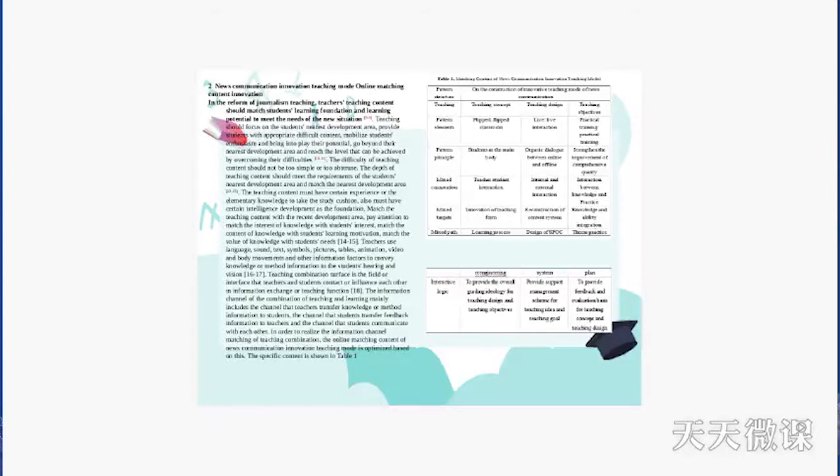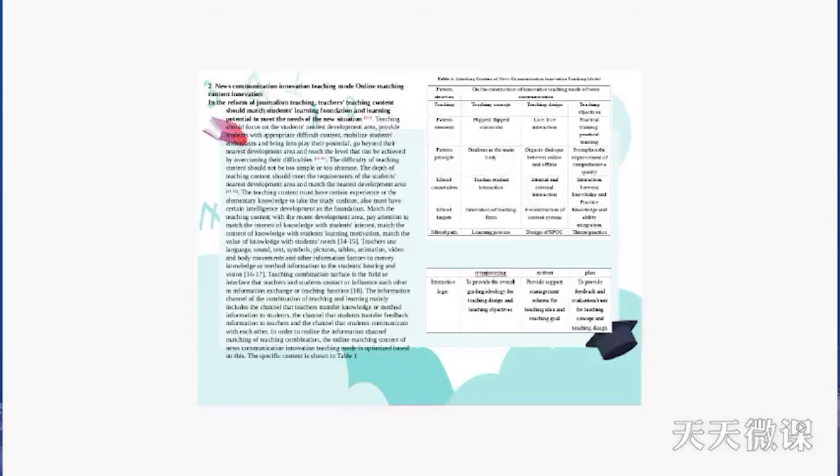Teachers use language, sound, text, symbols, pictures, tables, animation, video and body movements, and other information factors to convey knowledge or method information to the student's hearing and vision. The teaching combination surface is the field or interface that teachers and students contact or influence each other in information exchange or teaching function. The information channel of the combination of teaching and learning mainly includes the channel that teachers transfer knowledge or method information to students, the channel that students transfer feedback information to teachers, and the channel that students communicate with each other.